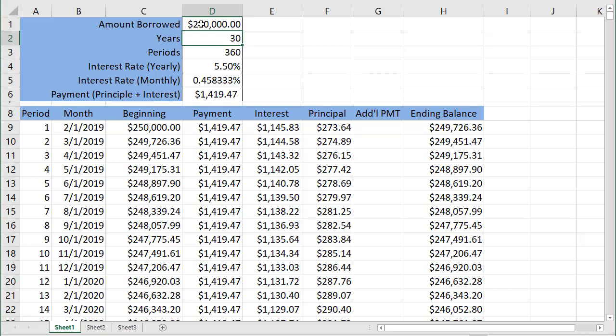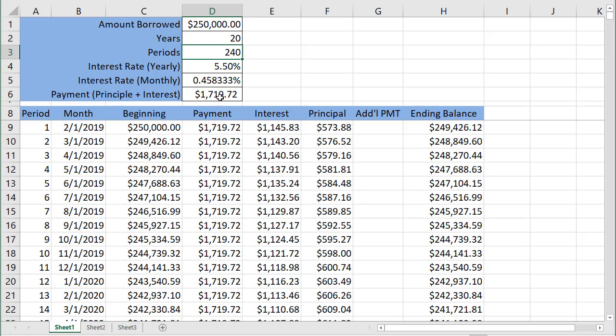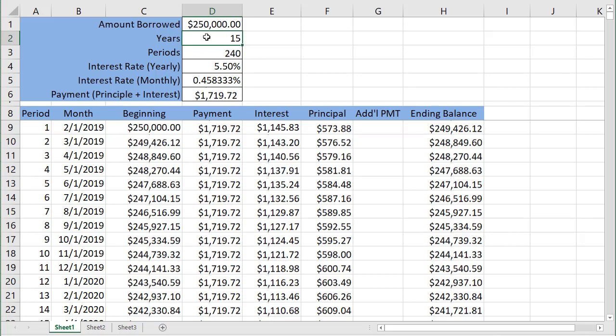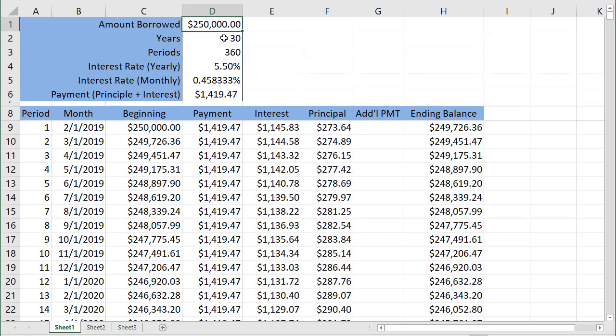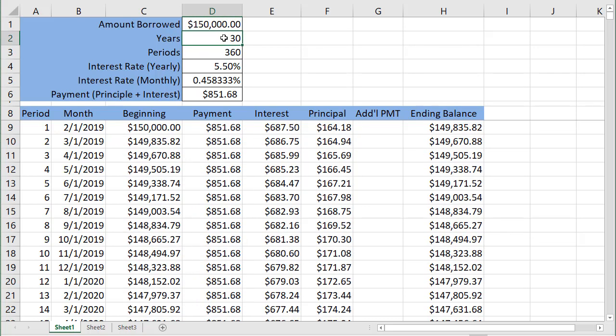I can even adjust the amount of years that I finance for. So we use 30 years, but I could change that to 20. It adjusts the number of periods. It makes the monthly payment go up, but I pay it off quicker. Same thing if I change it to 15, it adjusts everything for me. So that's why this is pretty handy to have this set up correctly from the beginning. And I can just play around with the numbers and sort of figure out with my budget what's going to work best for me.